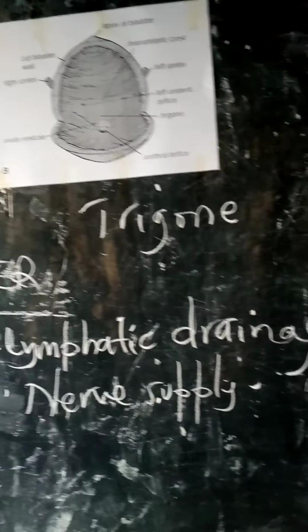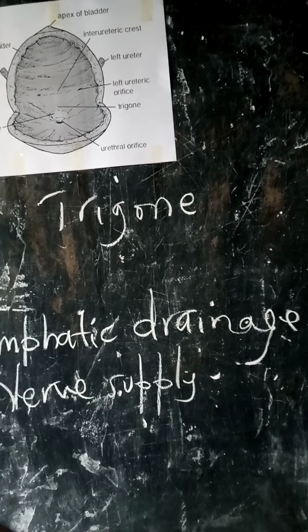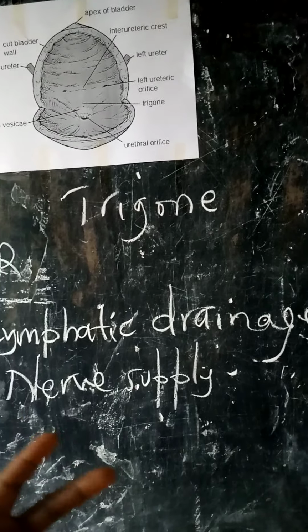You are probably wondering what forms this triangle. What forms this triangle are three lines. The first line is the one which joins the two ureteric orifices. You can see a ureteric orifice here and a ureteric orifice here. The line joining them forms the first line, and this line forms the interureteric crest. In some books they call it the interureteric ridge. This is the line joining the two ureteric orifices.